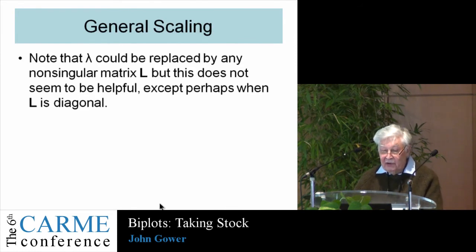And this just goes on to say that instead of just having a value lambda in there, you could have any non-singular matrix, L and L to the minus 1, and things would still be true, but I don't think this is normally very helpful. It's a rather complicated transformation, although perhaps choosing L diagonal might be justified in some instances, perhaps where L refers to weights. So you can do a lot of scaling of your map without affecting inner products.